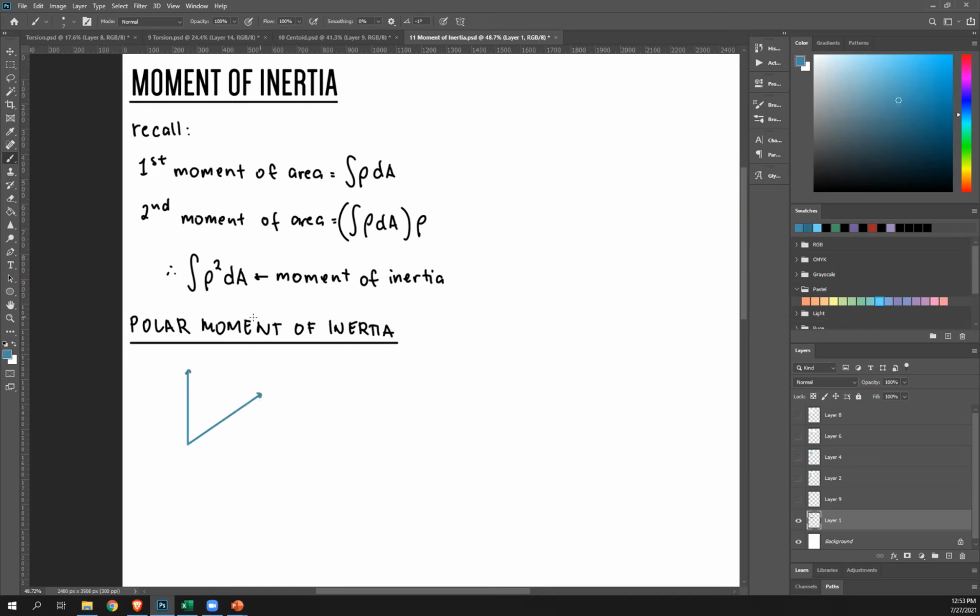Okay, so this is your y-axis, your x-axis, and then this is your pole z, pole O, or just z. And then your area is on the xy plane, so it's along this plane. So let's draw that. That's your irregular shaped area. And then we're taking an element. So this is your dA.